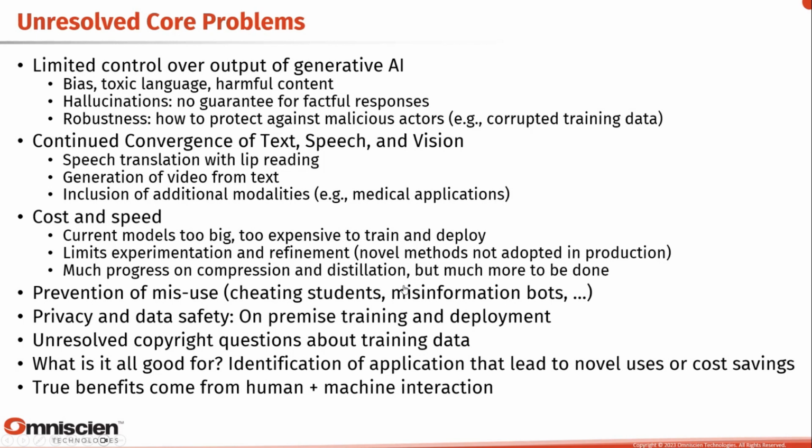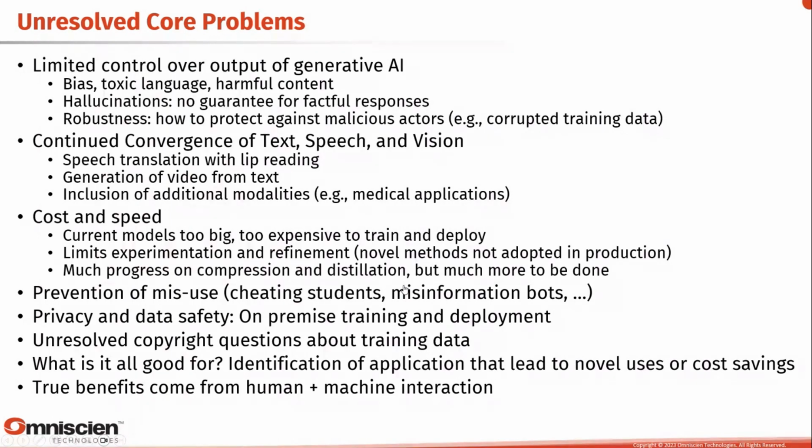Prevention of misuse is a big challenge. You hear a lot of media discussion about cheating students and misinformation bots, and with a new election coming up in the US, that is going to be a big worry. Privacy and data safety are also concerns. You don't want to have your data come out. You want whatever you type in not to become part of the training data. The whole copyright question, like what can you train on, is unresolved.